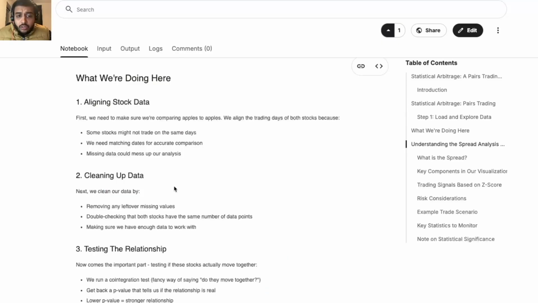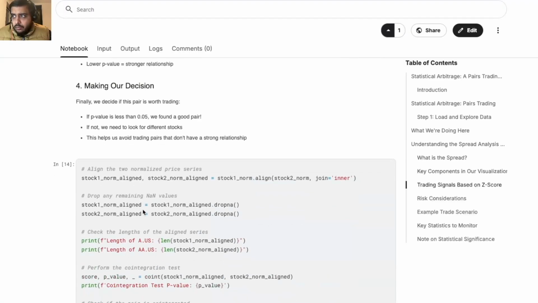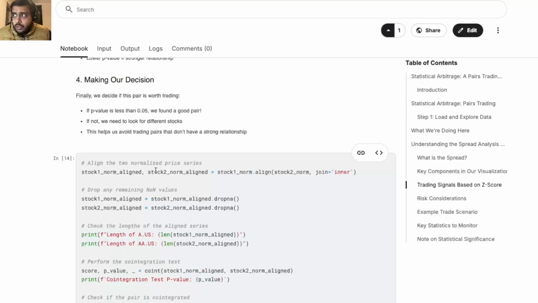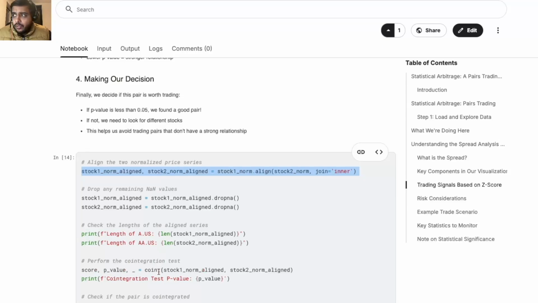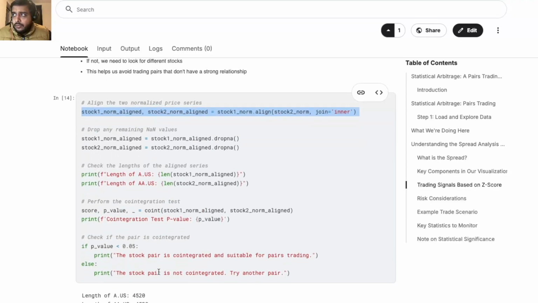As a next step, we need to align and clean the data. Before comparing two stocks, we align their trading dates to ensure that we are working with matching data points. The dates should match. We also clean the data by removing any missing data. So in this step we do the alignment of the two stocks, as well as remove the missing data by dropping anything that is a NaN value. We are still with the two stocks that we randomly selected at the beginning.